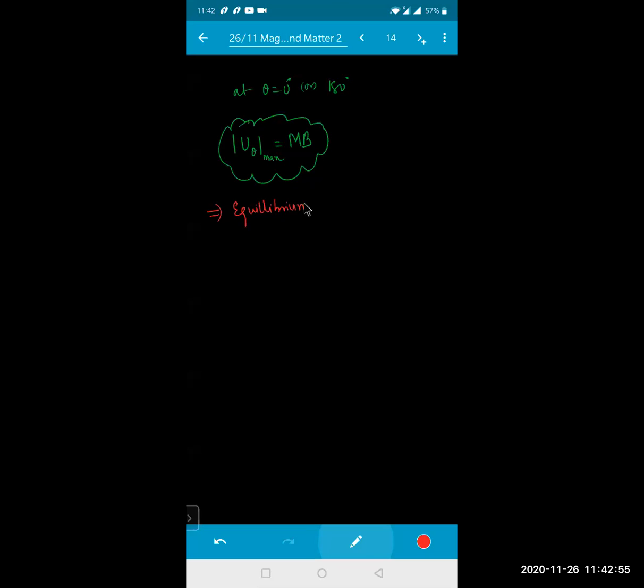I have already told you this in electrostatics when we took dipoles. See, if this is the magnetic field, and in this we are keeping a bar magnet like this. This one is the south pole and this one is the north pole. So this is your magnetic field B bar. Force on this one is mB. Force on this one is in the opposite direction, mB. Magnetic moment M bar is in this direction. Magnetic field is also in the same direction.